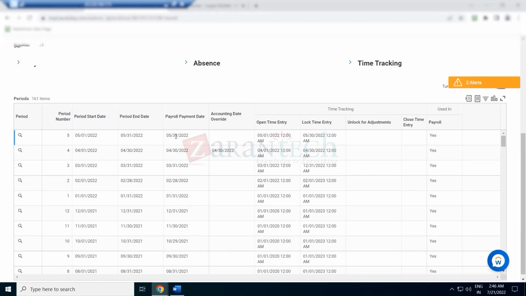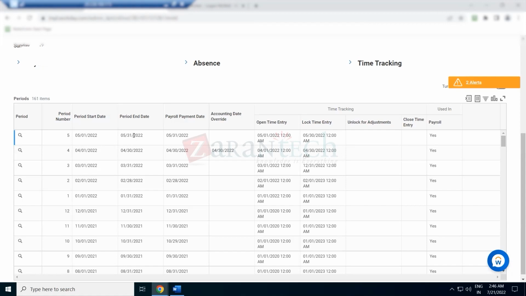Payroll payment date, I shouldn't be interfering in your part, it's basically the payment date. And in time tracking, we see this: this is the gate open day, this is the gate close day, and if it is used in the period. So basically, period start date is the first date and end date is the end of the month. It's as simple as that.